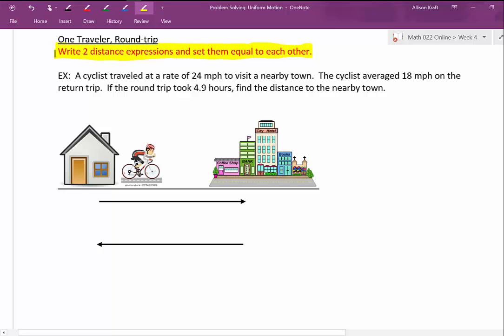To get the distance expression, we need both the rate and the time, since distance is equal to rate times time. So let's start by talking about his trip going. The cyclist traveled at a rate of 24 miles per hour to the nearby town. So his rate when we're going is 24 miles per hour. The cyclist averaged 18 miles per hour on the return trip. So his rate here is 18 miles per hour. We need the time for both directions as well.